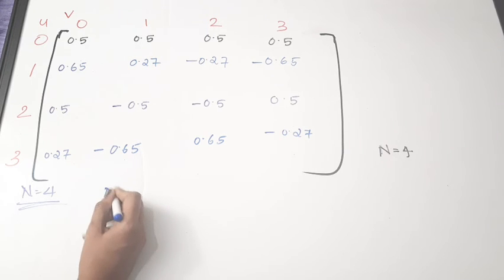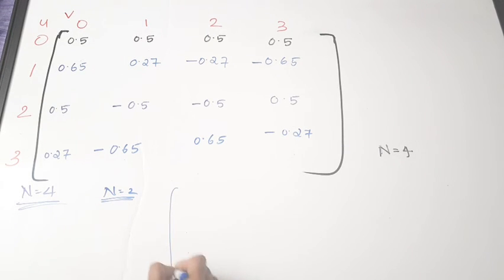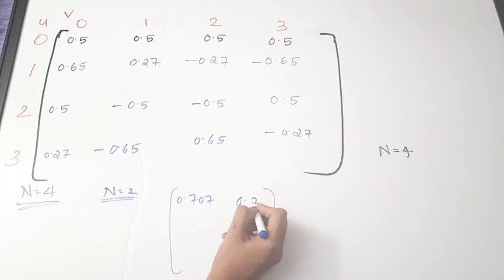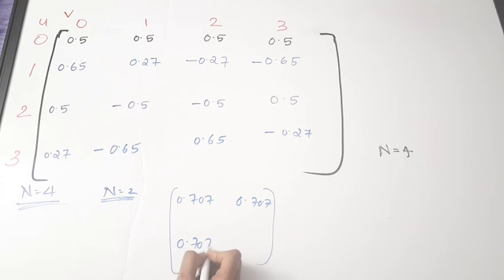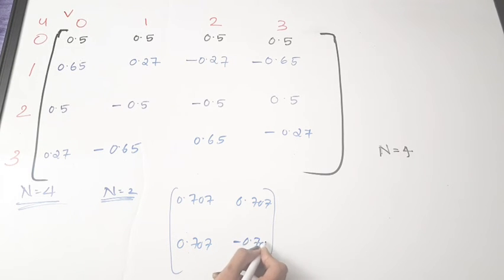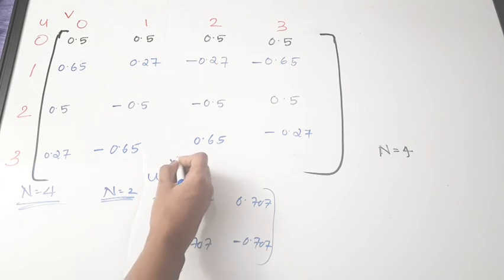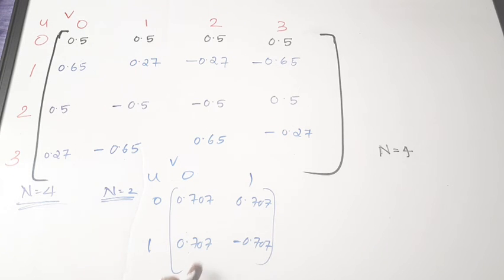And for n is equal to 2, the DCT matrix is like this: 0.707 and 0.707, then 0.707 and minus 0.707. That is, u will be 0 to 1 and v will be 0 to 1. This is the DCT matrix for n is equal to 2. All values are the same, only here there is a negative sign. So these are the two DCT matrices. Next we are going to do a numerical question on finding the DCT of a given sequence.